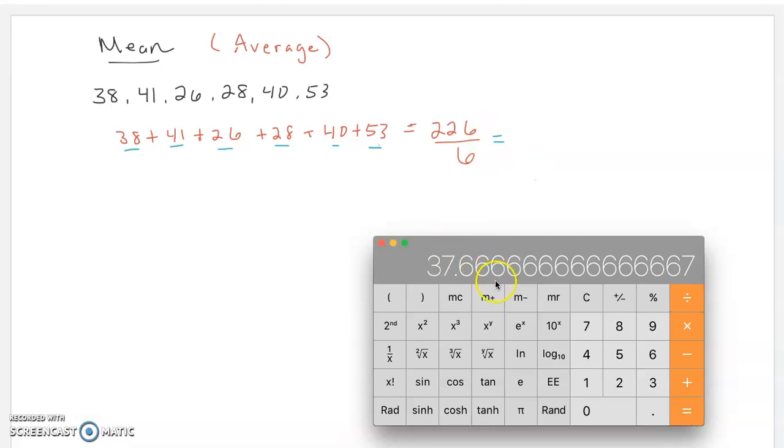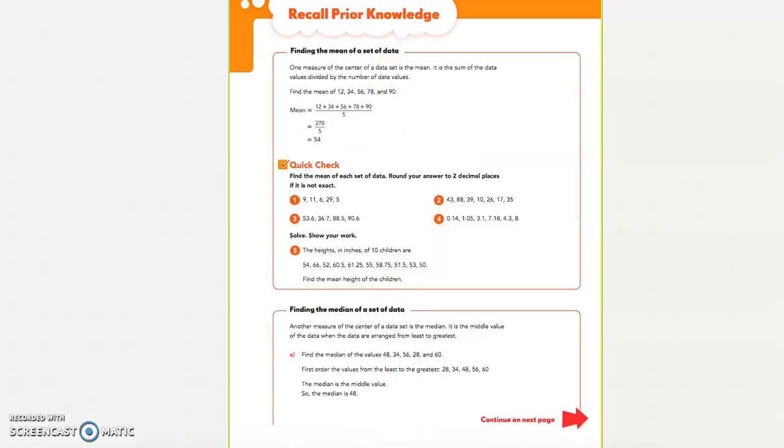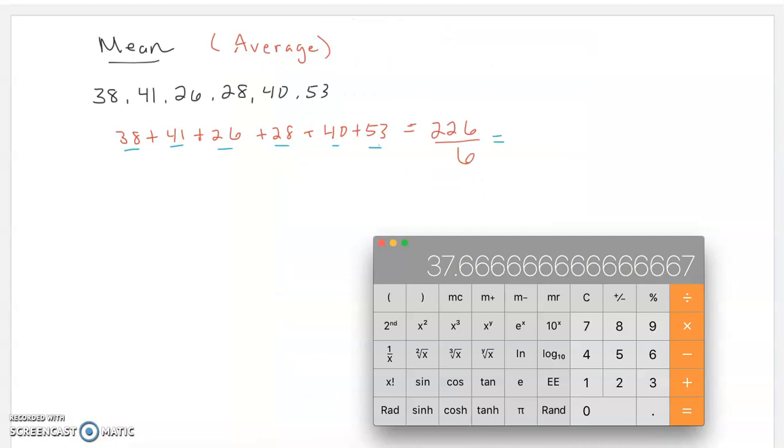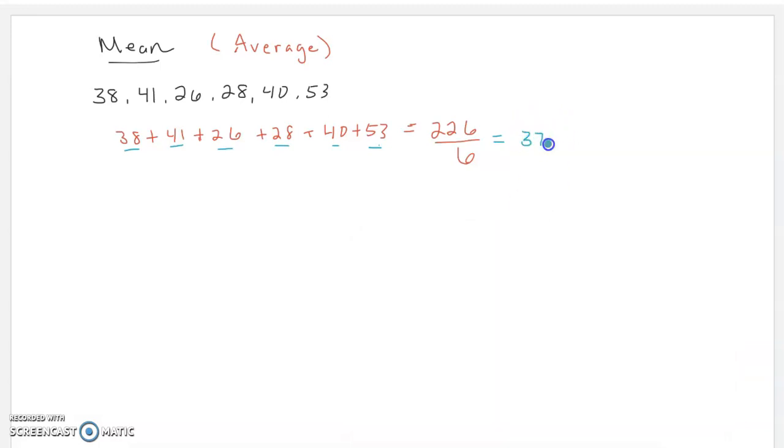So 37.666666 forever. Now, the work that I'm going to have you do, if you notice here, it says round your answer to 2 decimal places. So if we're going to round this to 2 decimal places, here we have 37.66. I'm going to round it to the nearest hundredth place. That's right here. This is the hundredth place, this 6. I'm going to look to the number to the right, this 6, which is 5 or above. So the place value that I'm rounding to has to move up 1. So this 6 becomes a 7. So the answer should be 37.67. All right, and that is our answer.